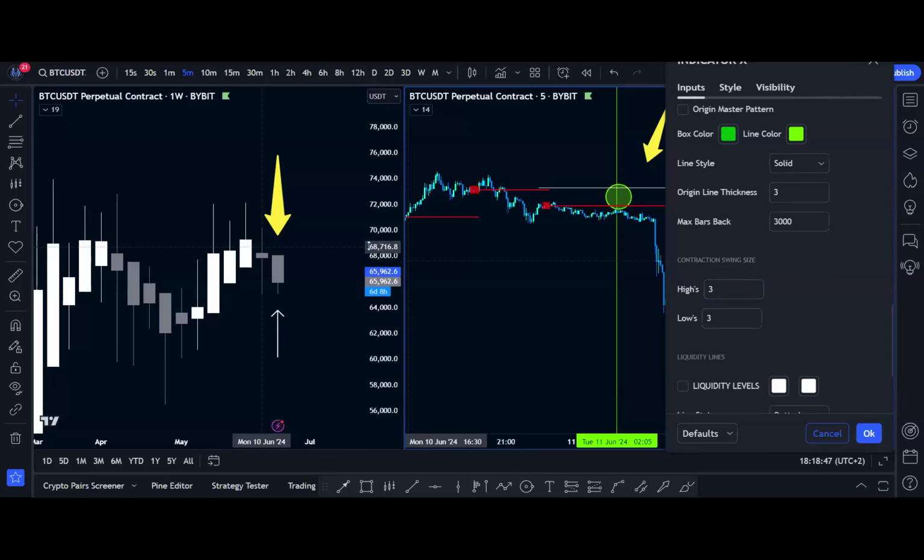And then for the higher time frame, I'll use a 2 and a 2. So those are really the two settings I'll use: 2 2 for the higher time frame, and then 3 3 for the entries.